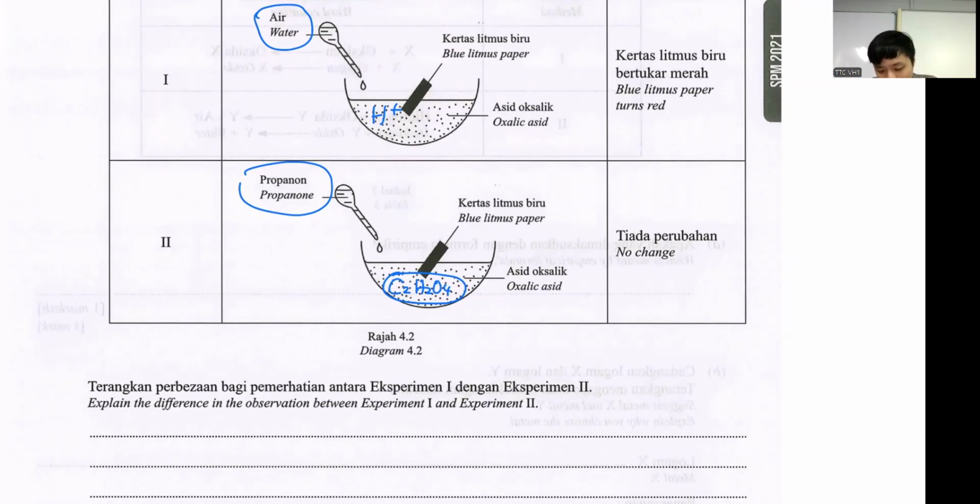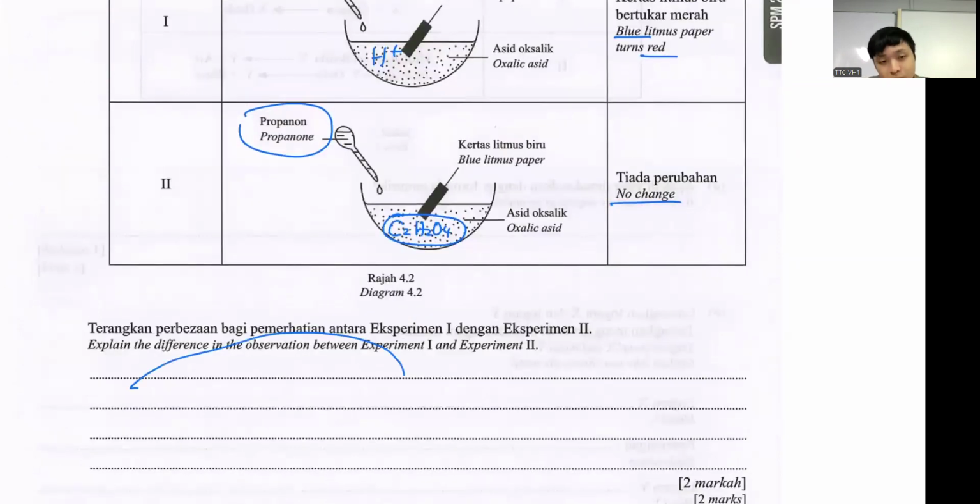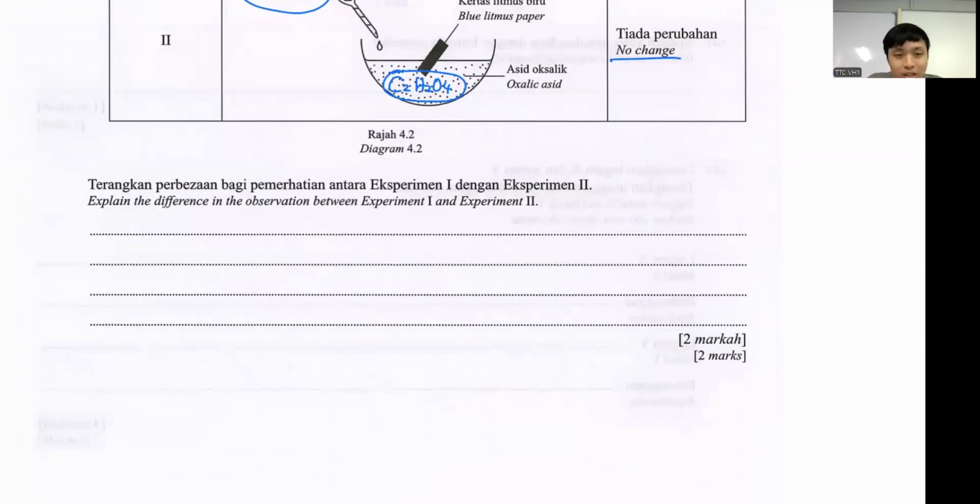They also told you that blue litmus paper turns red for the first one, and for the second one the litmus paper doesn't change. Some people ask, can I write in the observation that blue litmus paper turns red? Not cannot, but it's quite useless because they already give you that. You're just copying back, and you won't get the mark. So what you can say is things that are not in the table. Explain.